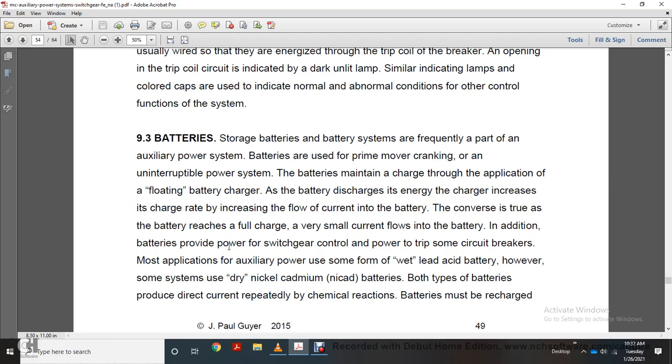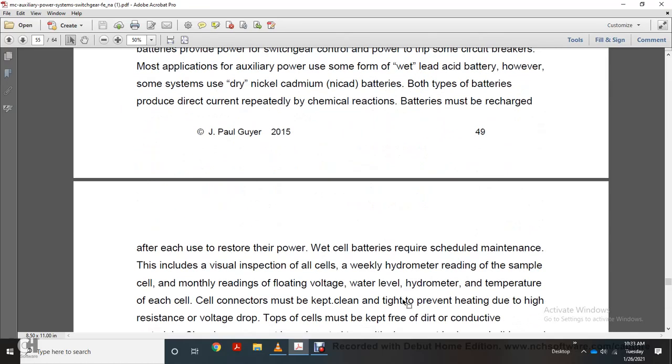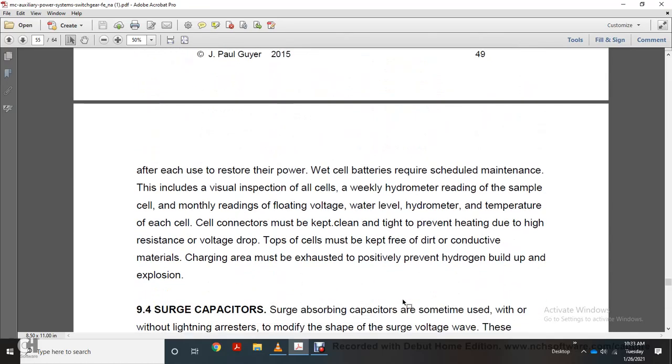In addition, batteries provide power for switchgear control, with the power to trip some circuit breakers. Most auxiliary power applications use some form of wet lead acid battery. However, some systems use dry nickel cadmium batteries. Both types of batteries produce direct current repeatedly by chemical reaction. Batteries must be recharged after each use to restore the power.